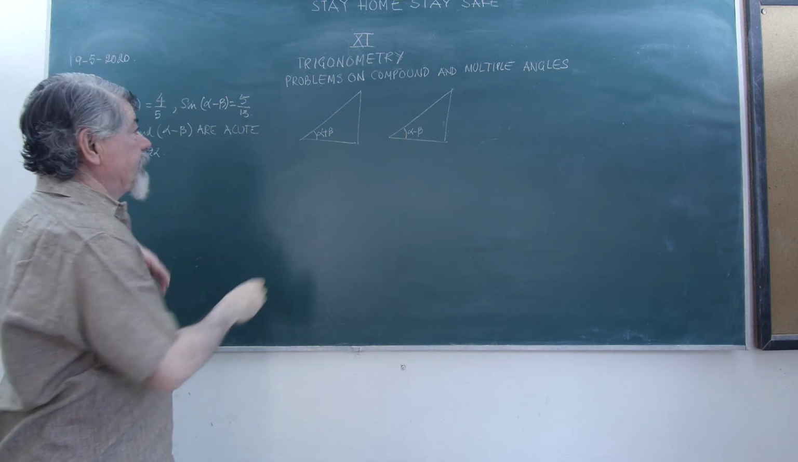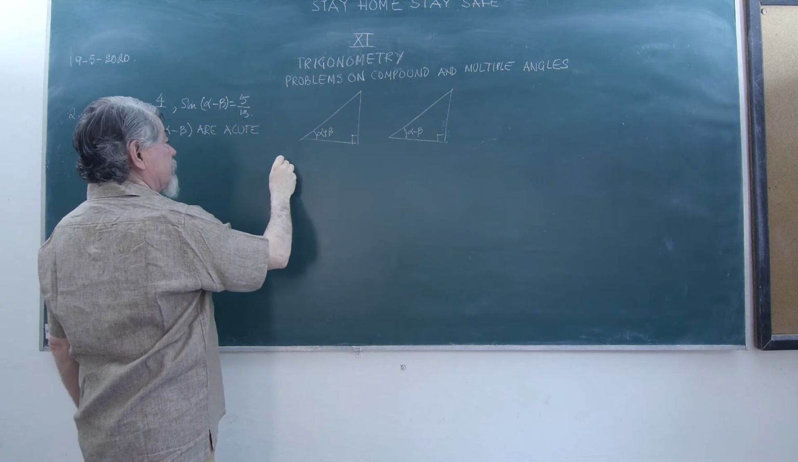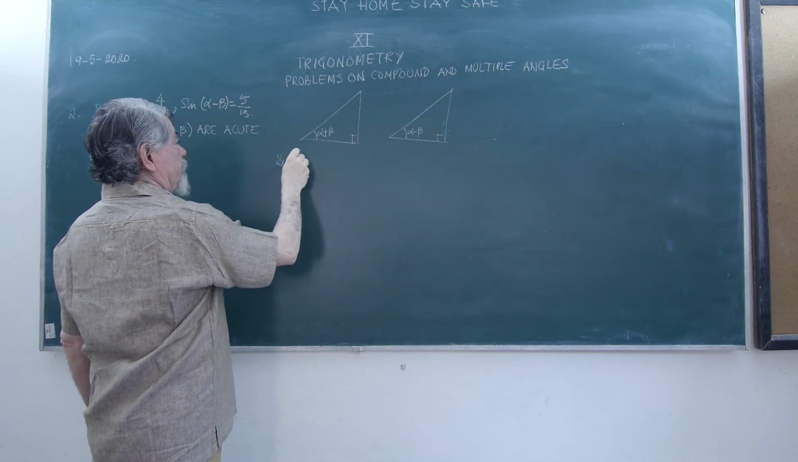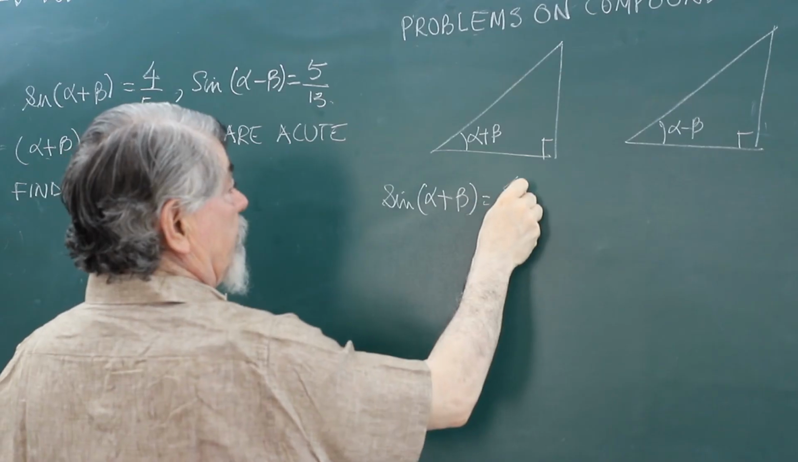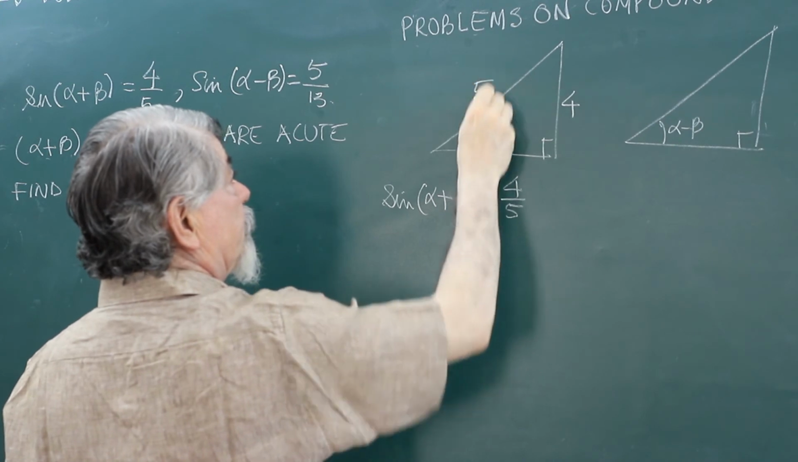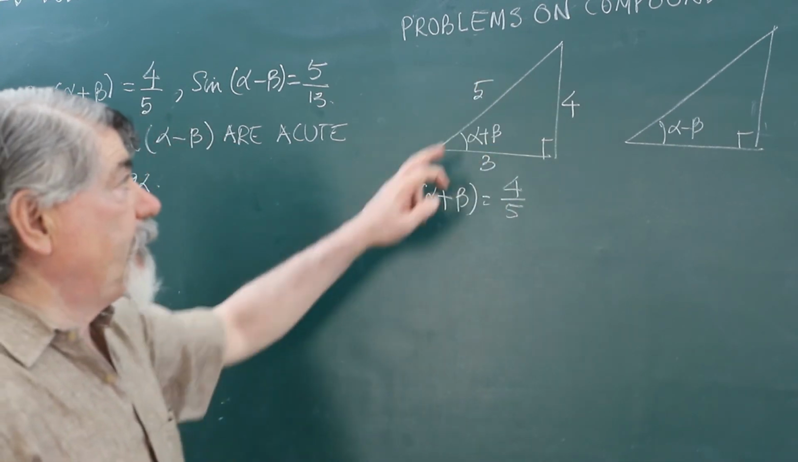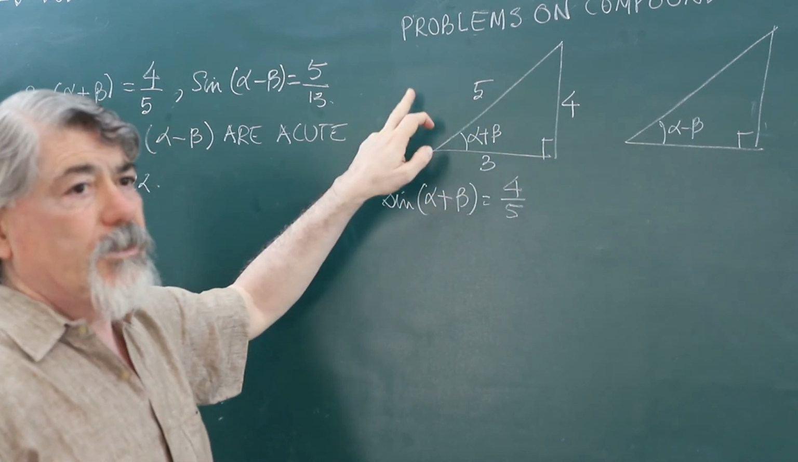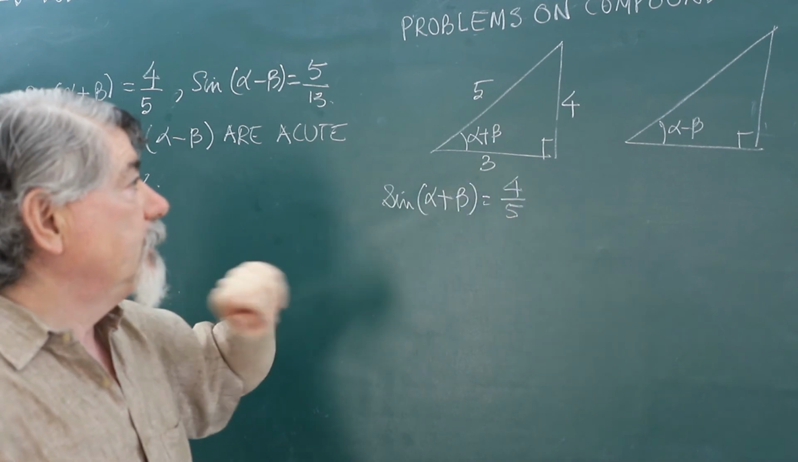Both are right angle triangles. In the first case, it is given that sin(alpha plus beta) is 4 upon 5, perpendicular upon hypotenuse. The base will come out to be 3 by applying Pythagoras theorem: 5 square minus 4 square, 25 minus 16, which is 9. The square root of 9 is 3.